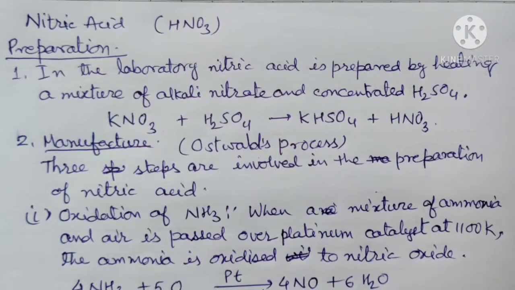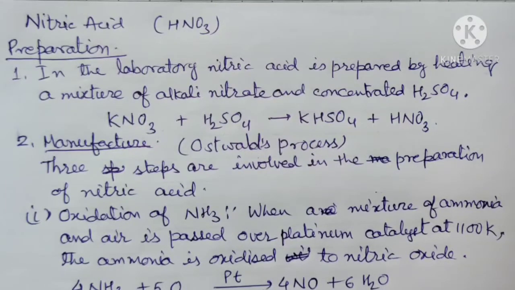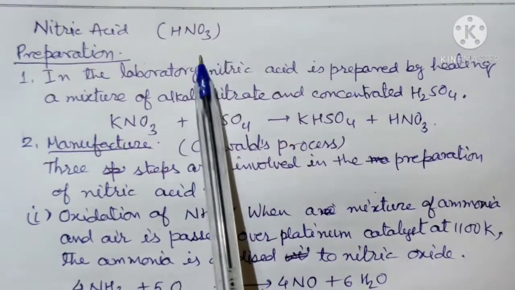Now we'll study nitric acid. Nitric acid is an important acid of nitrogen. It is a stable and very strong acid. It acts as an oxidizing agent. The formula of nitric acid is HNO3.